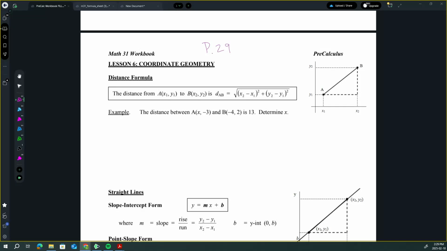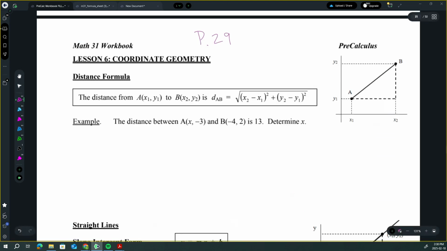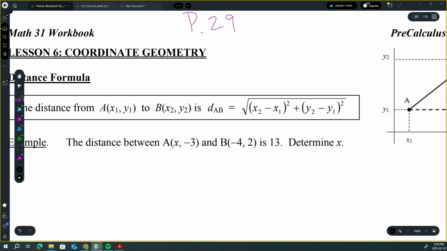So for coordinate geometry, essentially what this is all about is more so graphing based questions. So we're coming back to this distance formula, which would have been briefly introduced in Math 10C, but ultimately it doesn't get a whole lot of love. But just so you know, this is not in your formula sheet.